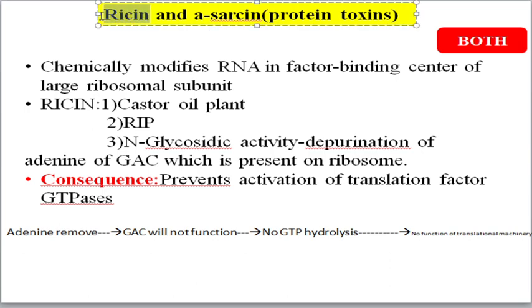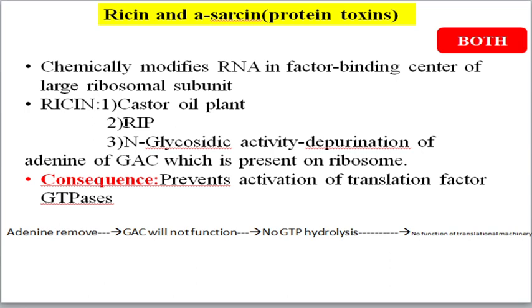Actually, ricin is a plant protein. It is isolated from the castor plant. It inhibits translation occurring in both prokaryotes as well as eukaryotes. The main action of this ricin is that it will chemically modify your ribosomal RNA by disturbing the factor binding center, that is, the elongation factors binding center of the larger subunit.